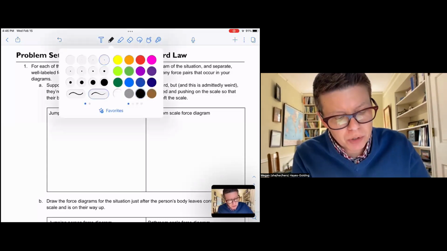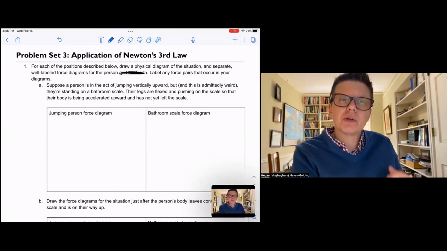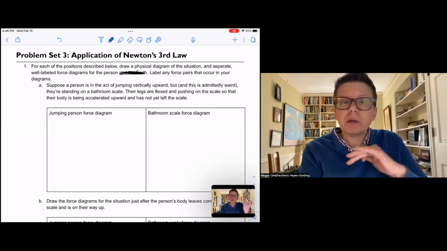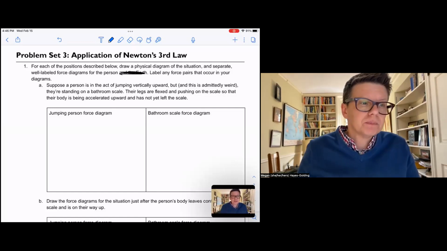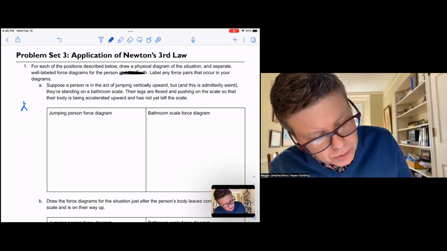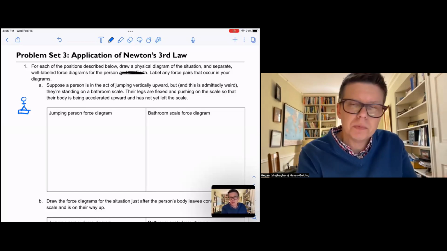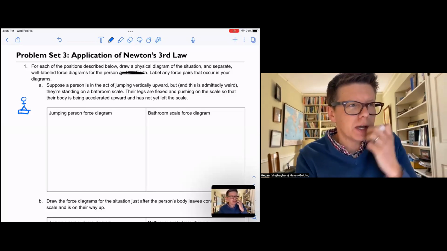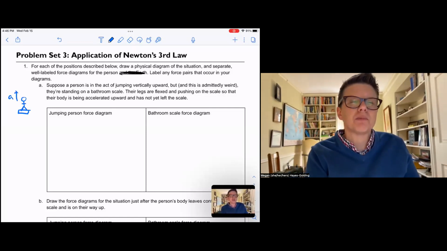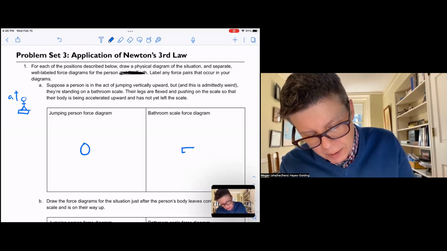So we're going to imagine a person who's jumping vertically upward, but they're standing on a bathroom scale. Their legs are flexed and pushing on the scale, so their body's being accelerated upward, but they have not yet left the scale. Let's take a look at what this should look like. So first of all, person, scale, right? Knees flexed. Sorry for my artist's rendering there, but they are in the process of accelerating themselves upwards, still in contact with the scale. So here's my person, here's my bathroom scale.